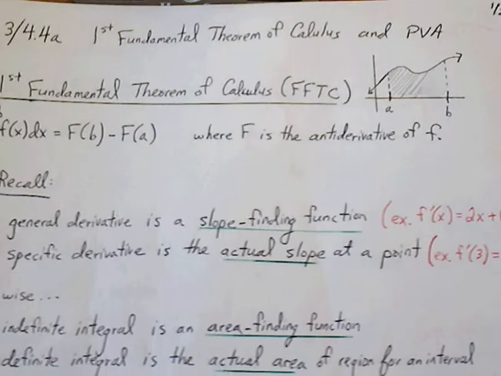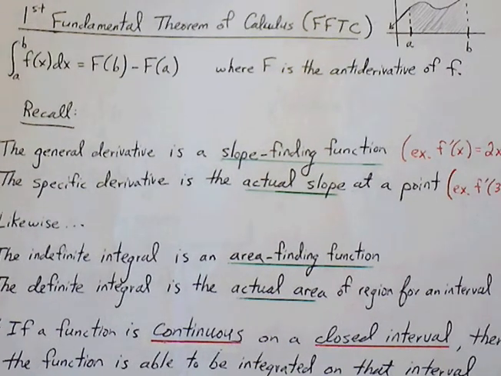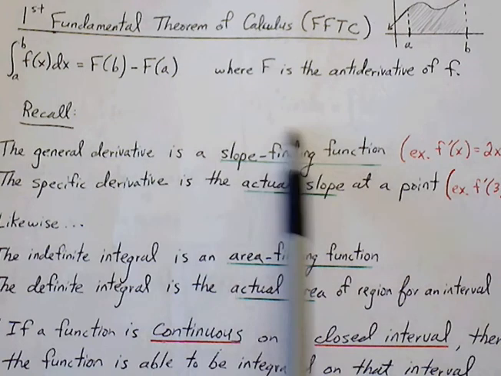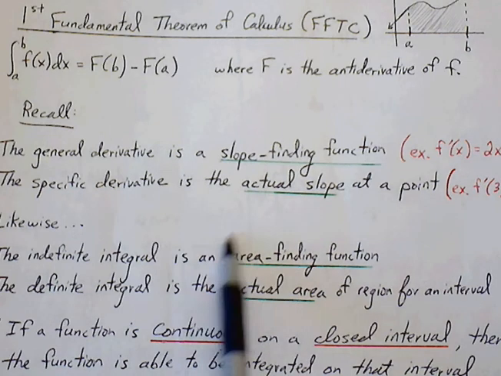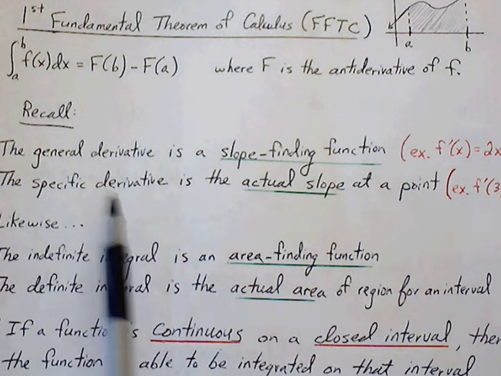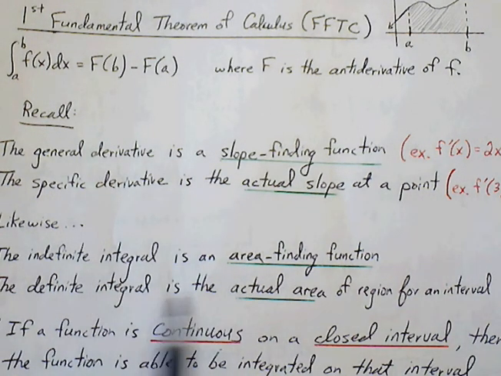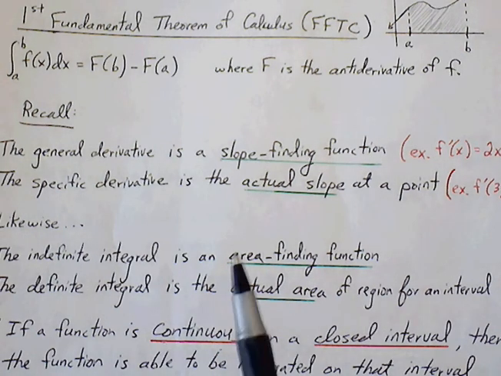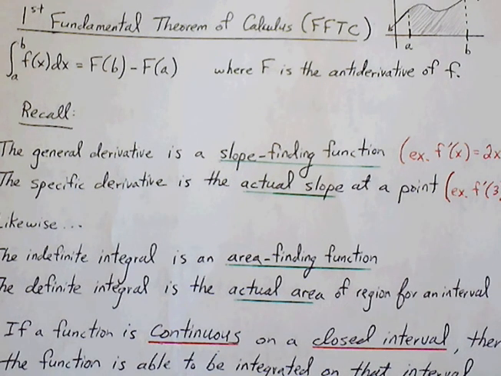Okay. Likewise, the indefinite integral is an area finding function. So with the derivative, we're essentially concerned about finding slope, and with the indefinite integral, we're essentially concerned about finding area. So just like how the general derivative is a slope finding function, the indefinite integral is an area finding function. Okay. The specific derivative is the actual slope at a point. The definite integral is the actual area of a region for an interval. Okay, so we do see some similarities between a general and specific derivative, as well as indefinite and definite integral.